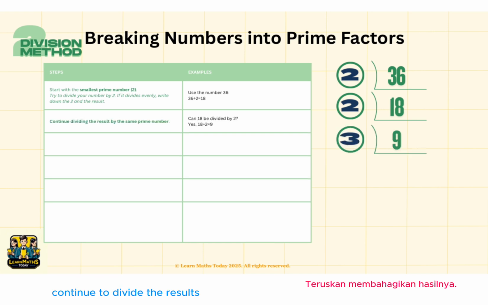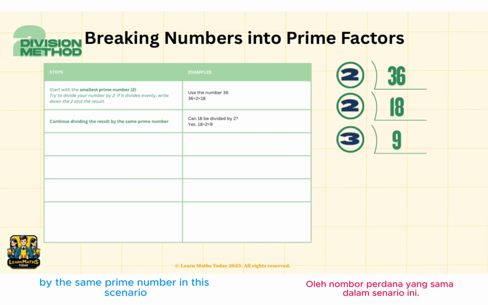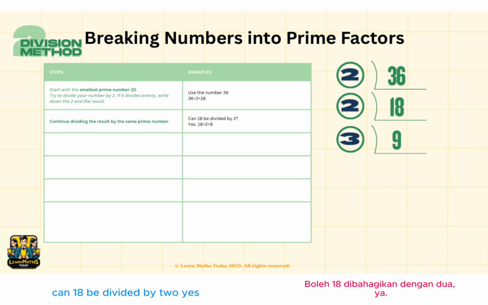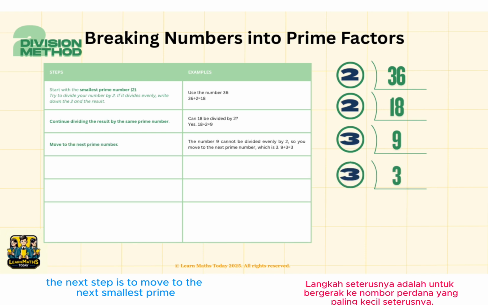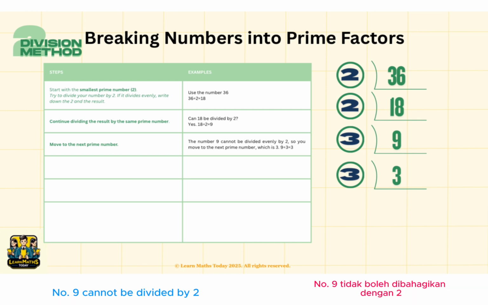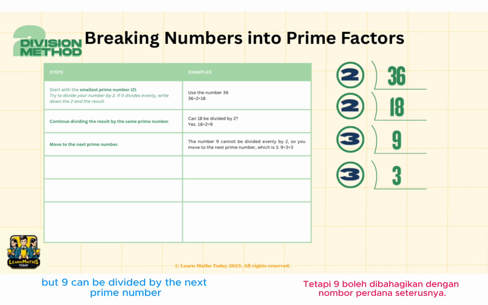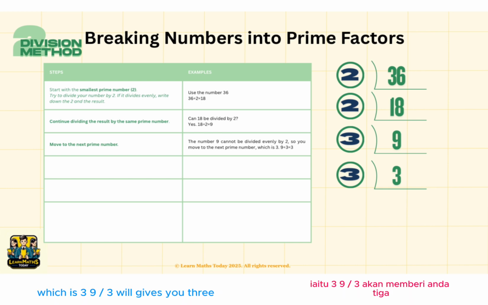Next, you will continue to divide the result by the same prime number. In this scenario, can 18 be divided by 2? Yes, 18 divided by 2 will give you 9. The next step is to move to the next smallest prime number. 9 cannot be divided by 2, but 9 can be divided by the next prime number, which is 3. 9 divided by 3 will give you 3.